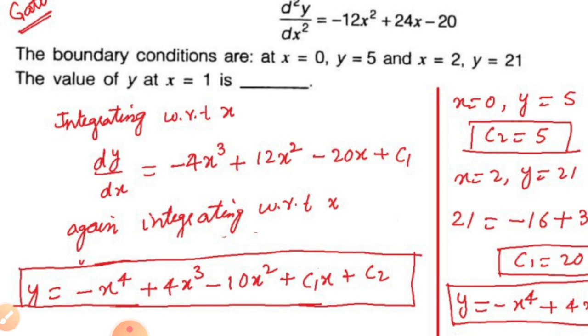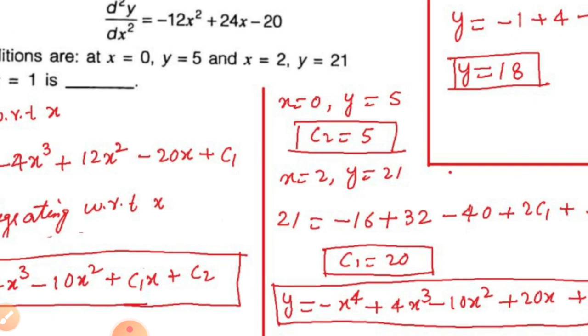Again, if we integrate this equation, we will have that y is equal to minus x^4 plus 4x^3 minus 10x^2 plus c1x plus c2. So, this will be the solution of our above differential equation. We have the boundary conditions: at x equals 0, y is 5, and at x equals 2, y is 21. We can use these two conditions to solve for the values of c1 and c2.